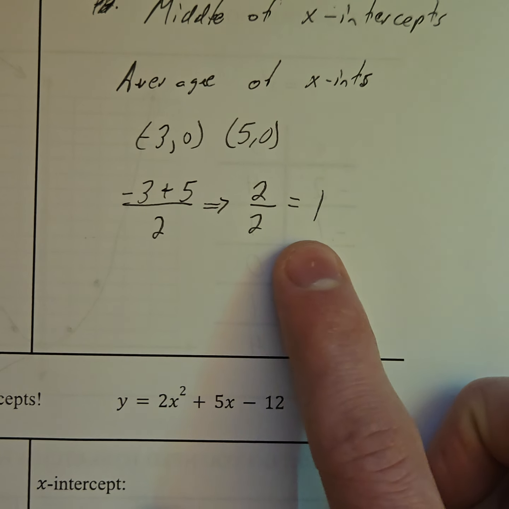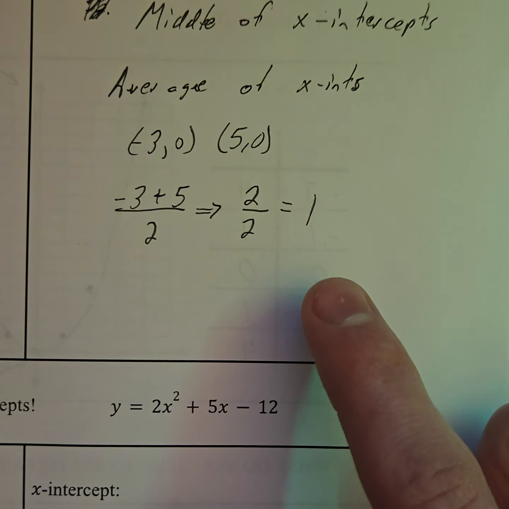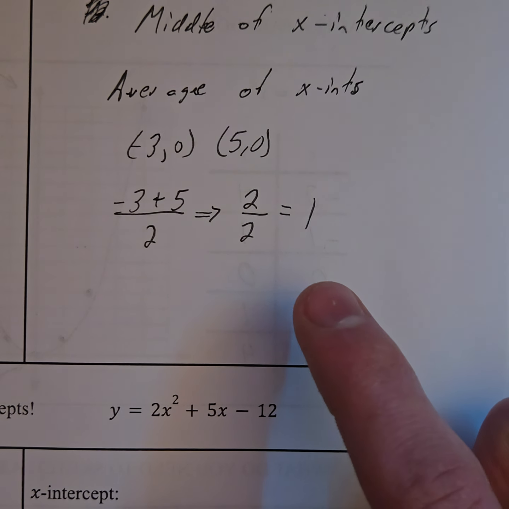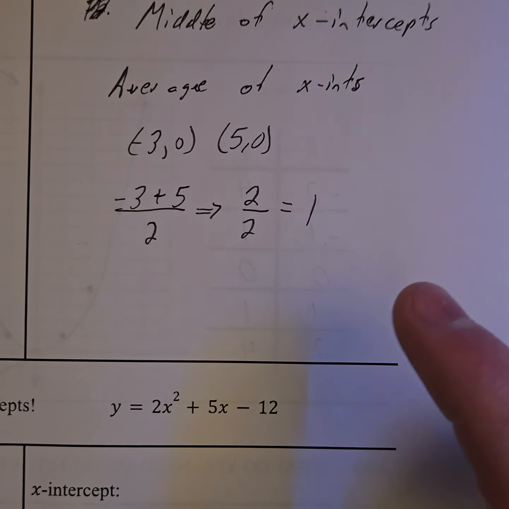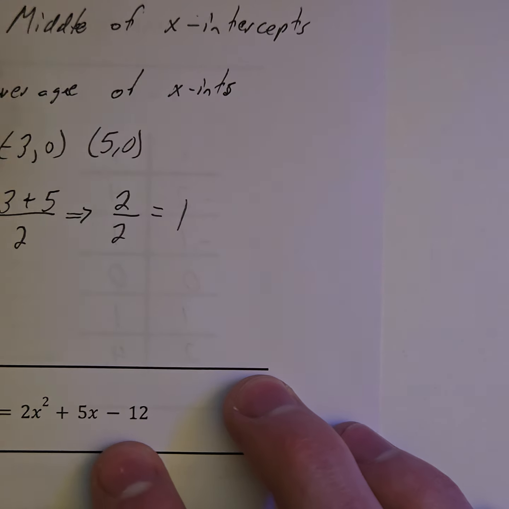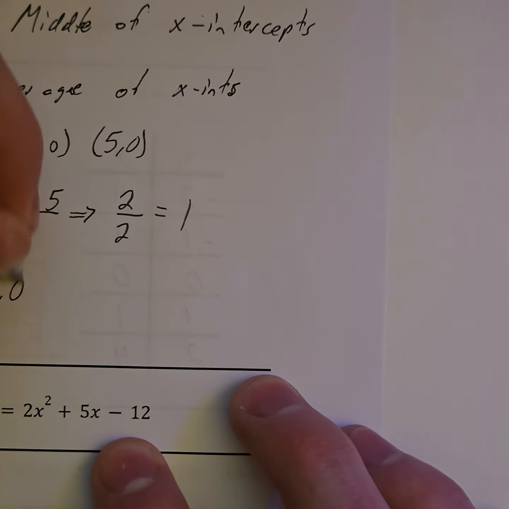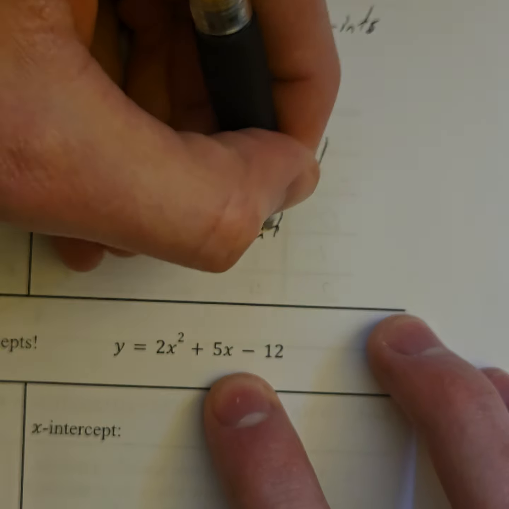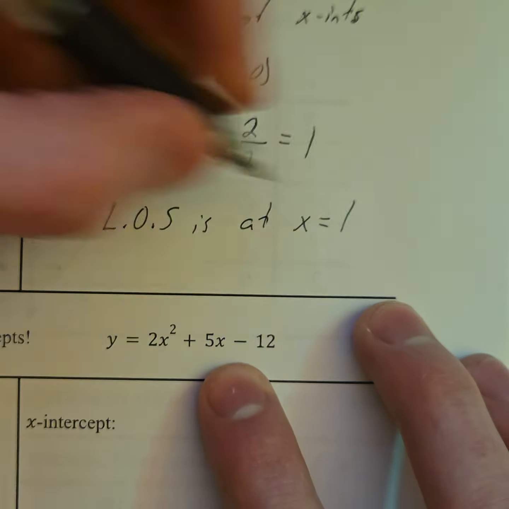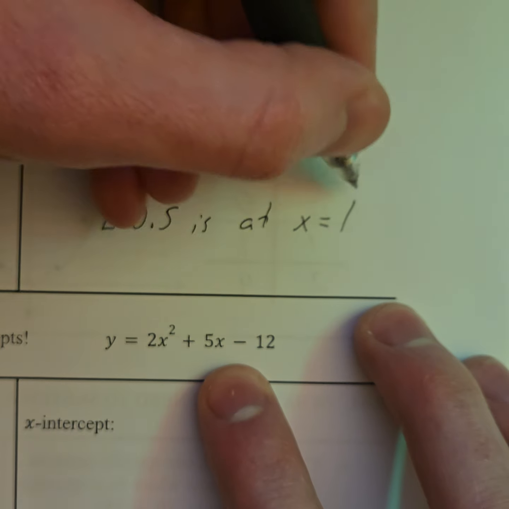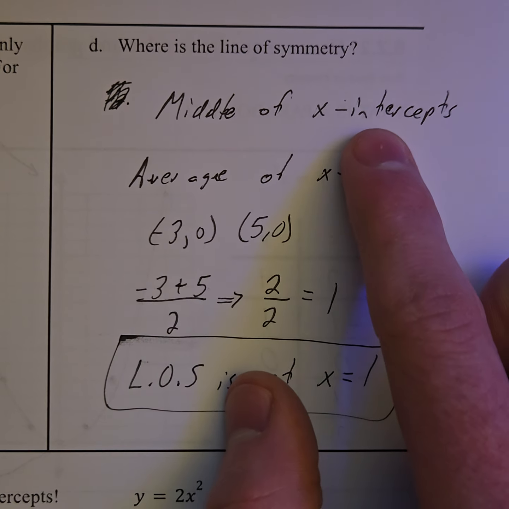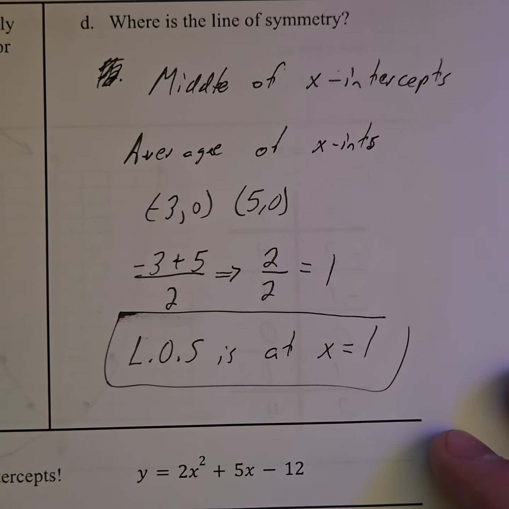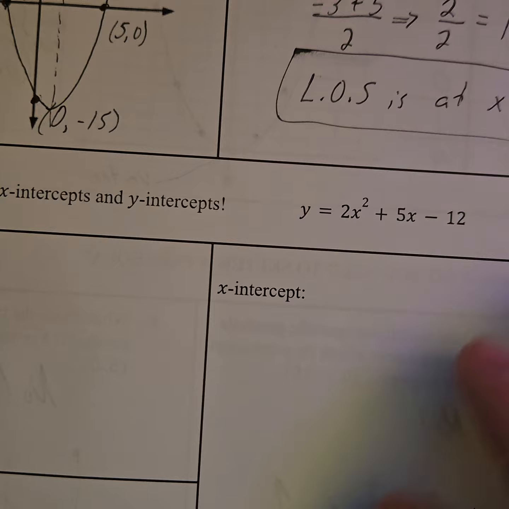Okay, and this is a huge thing because once you find your line of symmetry, you can easily tell whether your parabola is going up or down. So the line of symmetry, or the LOS, is at x equals 1. So anytime you're graphing your parabola, you want to find the middle of your x-intercepts. That's your line of symmetry. So let's do an example.